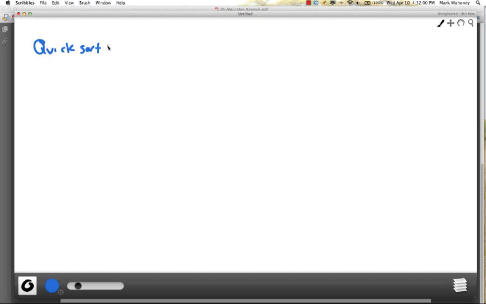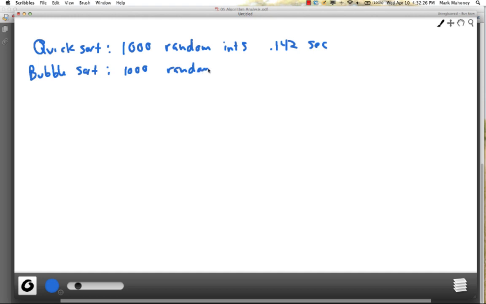Okay, so quicksort, 1,000 random ints, and that took 0.142 seconds, something like that. And then we would, of course, compare it with maybe another algorithm, maybe bubble sort, which also sorted 1,000 random integers, but it took this particular algorithm maybe 0.256 seconds. And then we'd always say, well, this was tested on some particular machine.